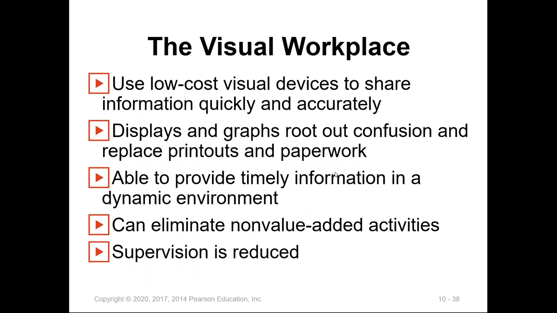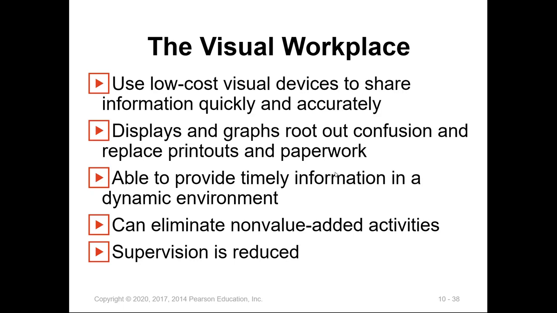The visual workplace uses color-coded cards, labels, wires, lights, and other low-cost visual devices to share information quickly and accurately. It can replace printouts and paperwork. When you give somebody a paper, they have to read it to know exactly what to do. While if you have labels and lights that indicate red for attention or alert, green is go, that will be easier to understand.